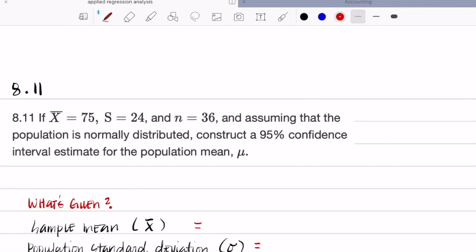Here, we have a problem asking us to construct a 95% confidence interval estimate for the population mean with the given values. First, it's really important that we know what the symbols are so that we can understand how to solve it. X bar means sample mean. The capital S is the population standard deviation. N equals the sample size.